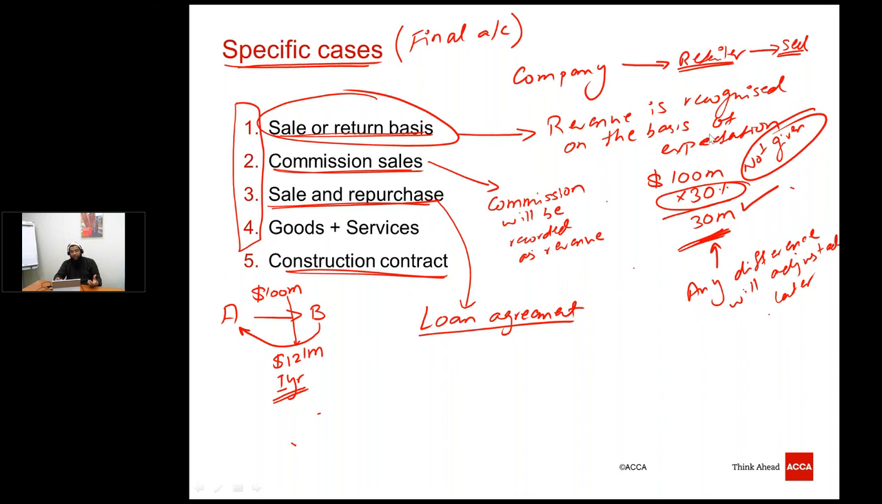What is a collateral loan? Where we have given some security. That is called a collateral loan. So this is a loan agreement. So for A, the correct entry should be bank debit by $100 million and financial liability credit by $100 million. And the additional $21 million is an interest. This is a finance cost to me. So I should record finance cost of 21 million and financial liability of 21 million at the end of the year. So this entry is of year 0 and the interest is being recorded at year 1.